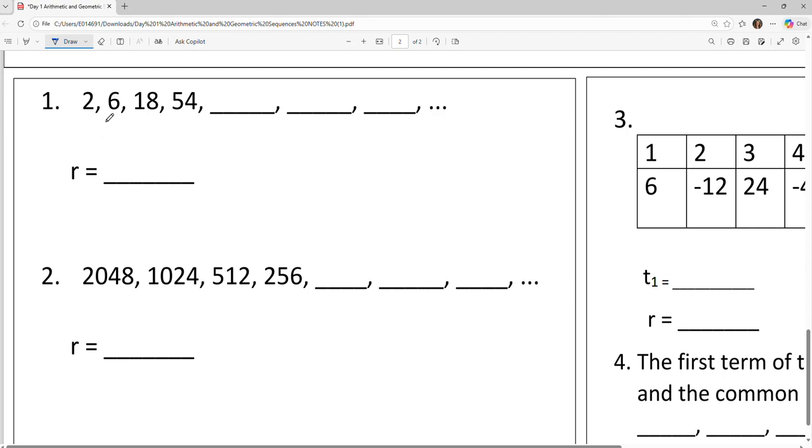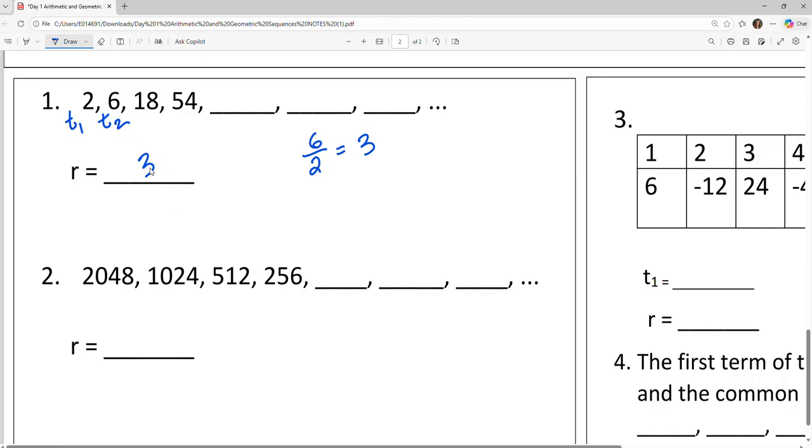Geometric sequences, you notice if you do 6 take away 2, that would give you 3. But if you add 3 to 6, that's not going to give you 18. So we know that we have a multiplier here. We don't have a common difference. So I'm going to do 6 and divide that by 2. You want to take the second term, because this is term 1, this is term 2. I'm going to take the second term, which is 6, and divide that by the first term. That's going to give me 3. So I know our ratio is 3.